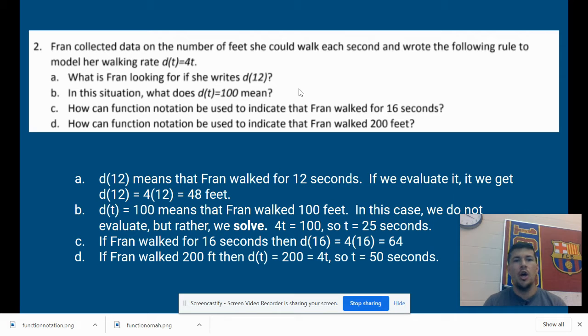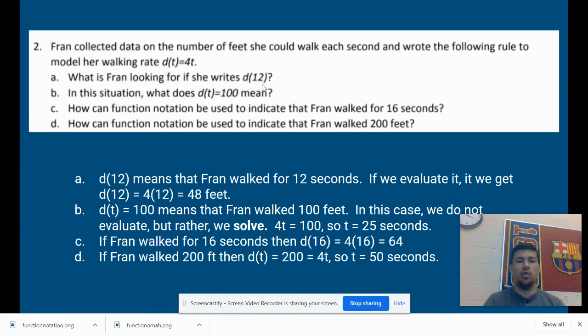So the first question is, what is Fran looking for when she writes d of 12? Second question, what does it mean when we say d of t equals 100? Third question, how can we use function notation to say Fran walked 16 seconds? And last, how can function notation be used to say that Fran walked 200 feet? All the answers are below.